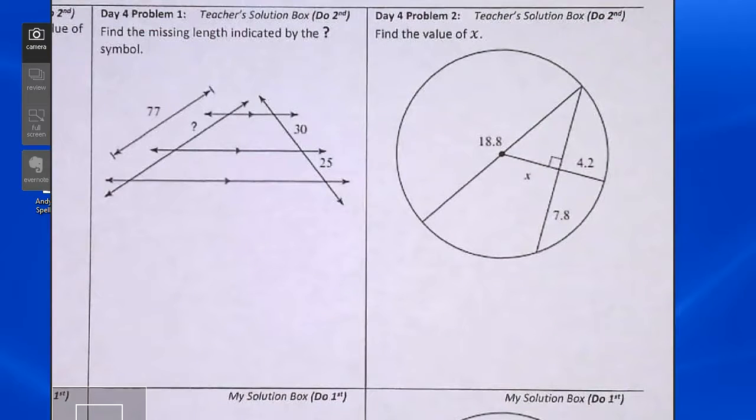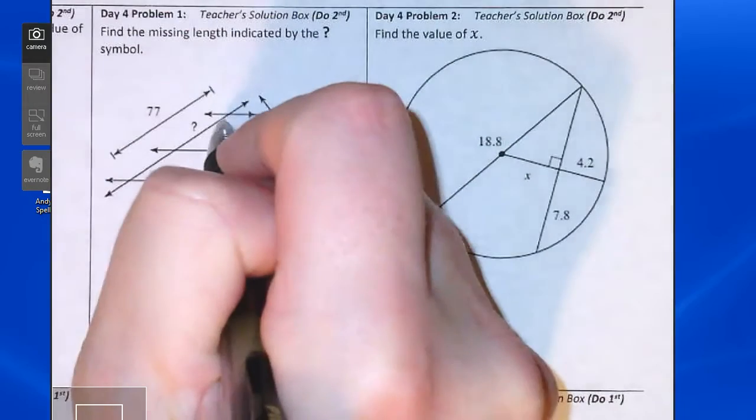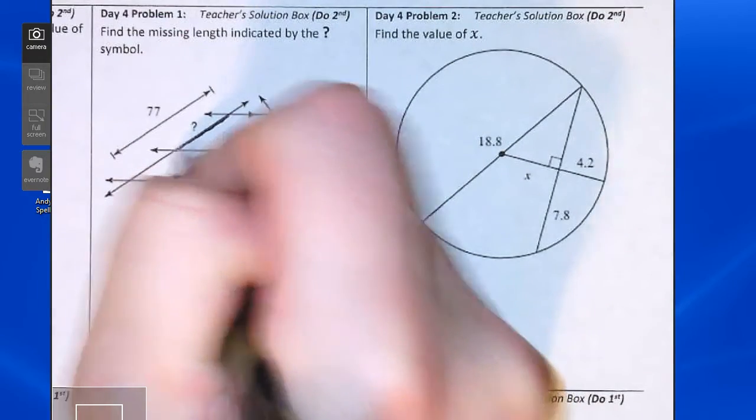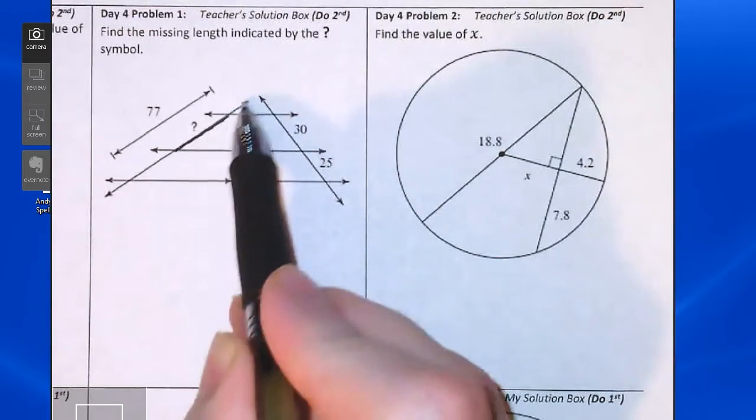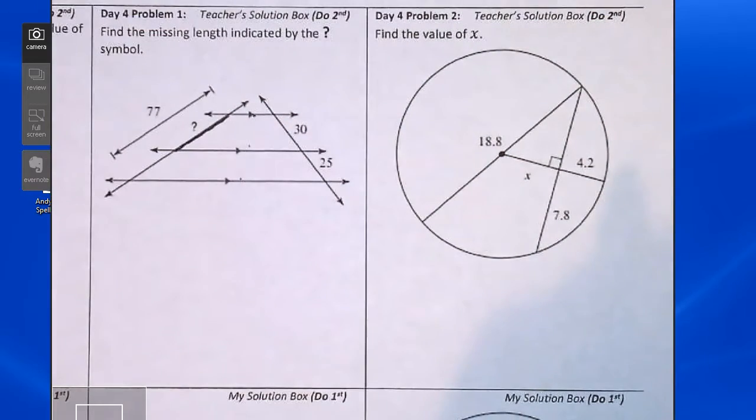Here's day 4, problem 1. Find the missing length indicated by the question mark. So the question mark is this segment right here. When I look at this, I see 3 parallel lines and then 2 transversals crossing the lines.